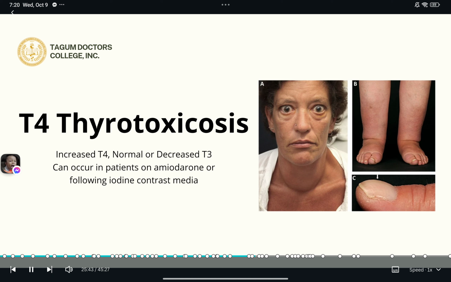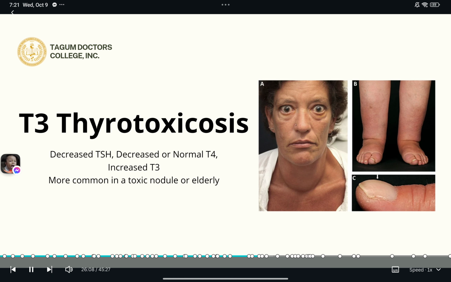Diba usually makita nato na kung unsa ang T4, usually ingana po ang T3. Pag taas ang T4, taas po ang T3. Pag baba ang T4, baba po ang T3. However, pag it is a T4 thyrotoxicosis, taas jud ang T4 and then normal or decreased ang T3. And this can occur in patients on amiodarone or following iodine contrast media. We also have our T3 thyrotoxicosis, decreased ang TSH niya, decreased or normal ang T4, and only ang T3 ang increased. And it is more common in a toxic nodule or elderly.